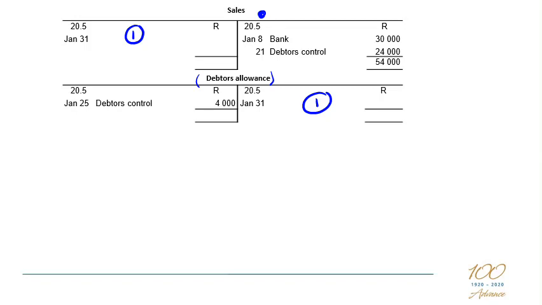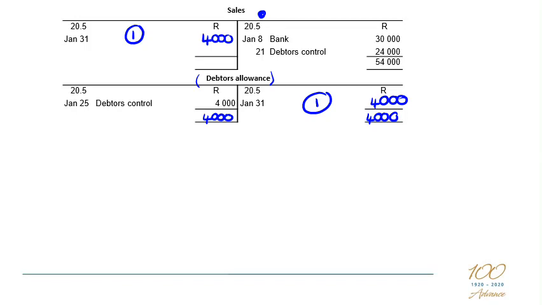Closing off means you get both sides of the general ledger account to be equal in value. So to close off debtors allowances, I would have to credit the debtors allowances with 4,000 because then I have 4,000 Rand on both sides of this account. So that would be a closing transfer. And for every credit I need a debit, so I will have the 4,000 Rand on the debit side for sales.